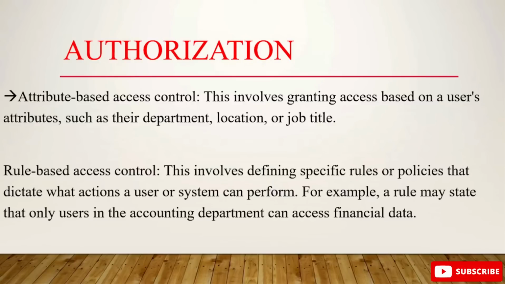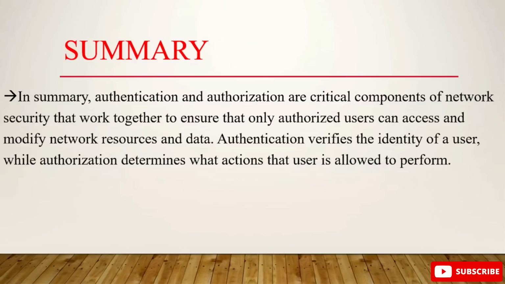This involves defining specific rules or policies that dictate what action a user or system can perform. For example, a rule may state that only users in the accounting department can access financial data. So we can summarize like authentication and authorization are critical components of network security that work together to ensure that only authorized users can access and modify network resources and data. Authentication verifies the identity of a user, while authorization determines what actions that user is allowed to perform.